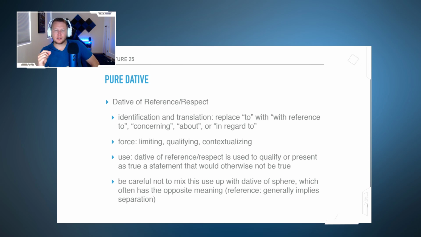So be careful on this one. Wallace calls this out. Don't mix this up with dative of sphere. Dative of sphere is local. This is not local. They have opposite meanings, dative of sphere and dative of reference or respect. Reference generally implies separation, whereas sphere is more about being part of the whole, which is the opposite of separation.